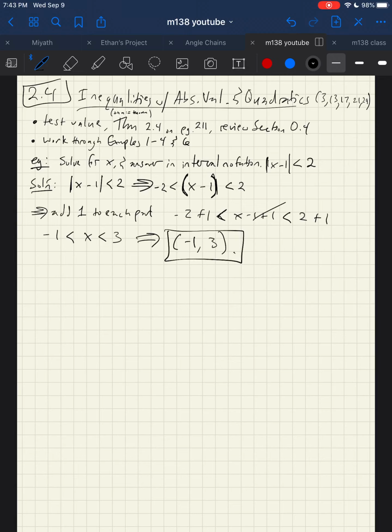Like I said, before I was just saying answer however, but for this one I asked specifically for interval notation. So just so you know what interval notation looks like, that's interval notation. Okay, another one.